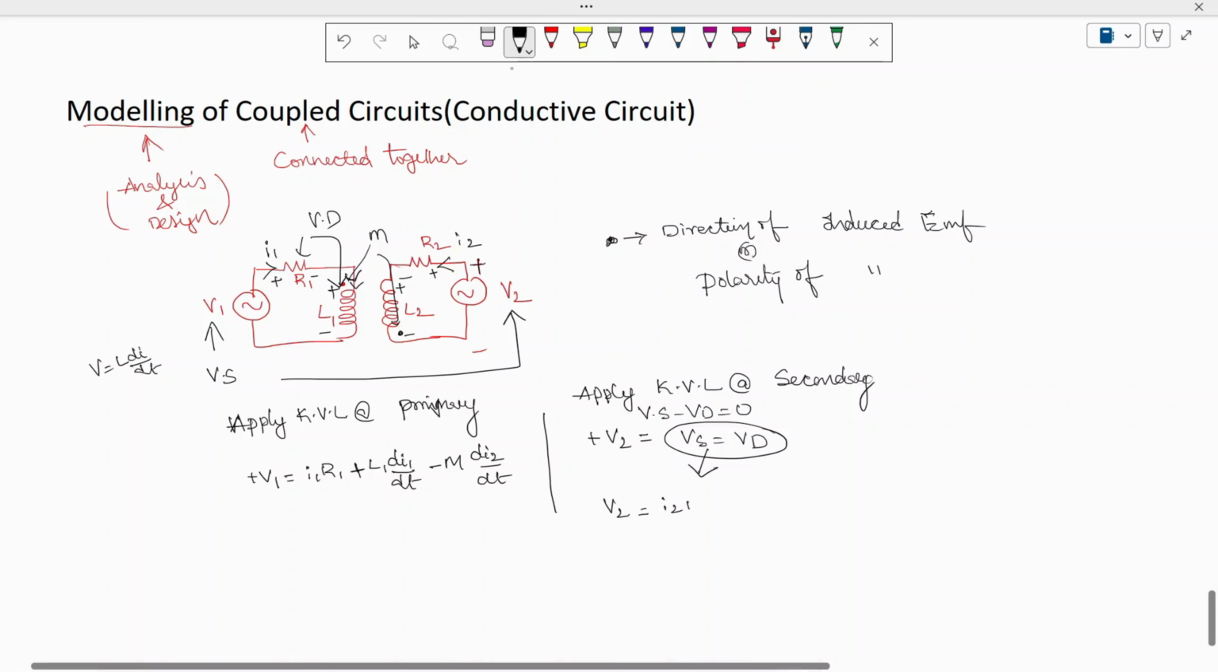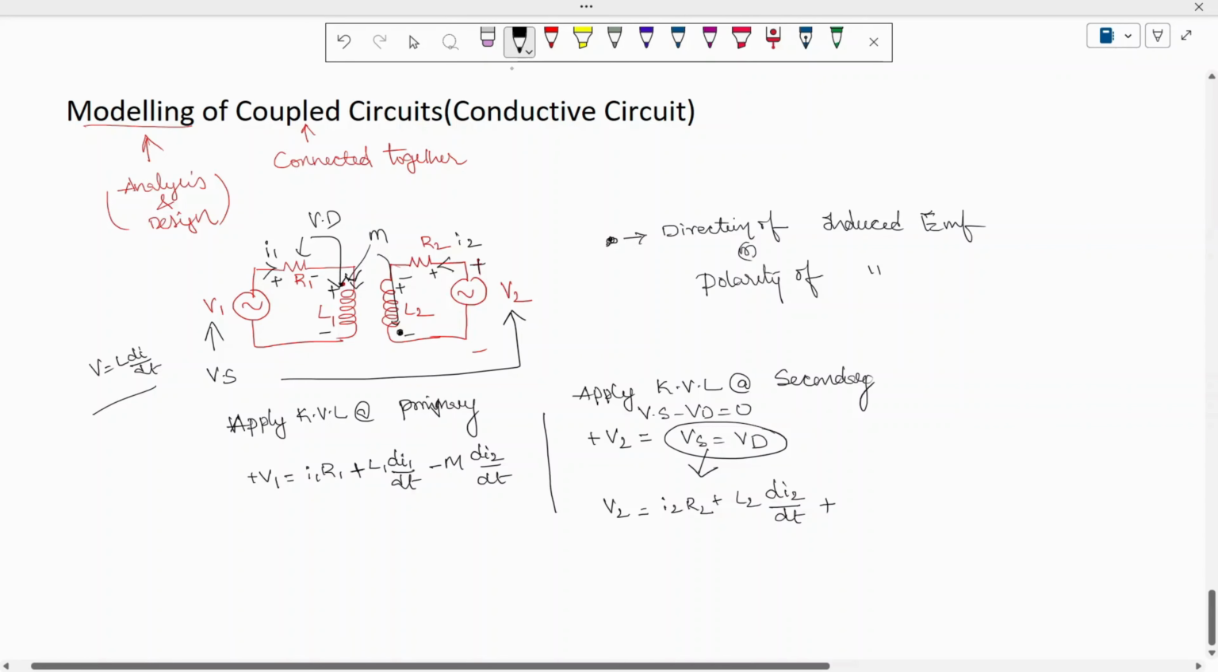So I2 R2. What is the voltage across an inductor? Voltage V equals L di by dt. What is that inductance value? L2 dI2 divided by dt, and this is also associated with a mutual inductance.